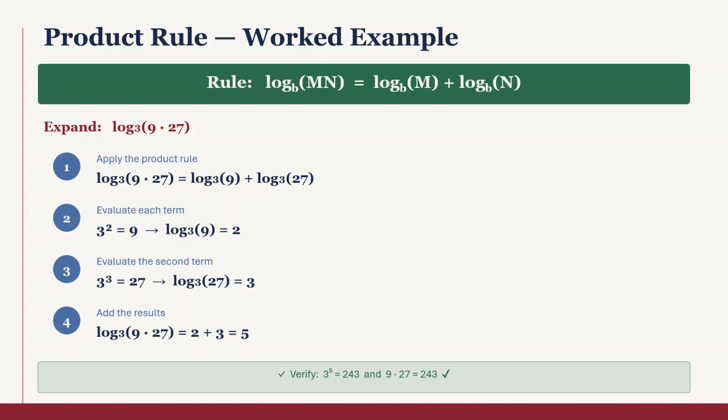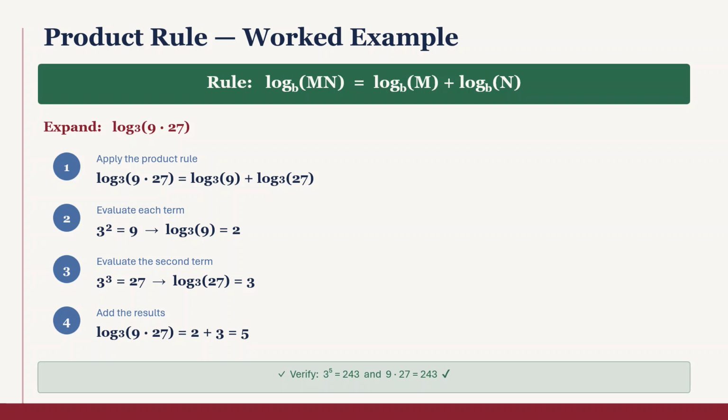Step 2. Evaluate each term. Log base 3 of 9. Since 3 squared is 9, this equals 2. Log base 3 of 27. Since 3 cubed is 27, this equals 3. Step 3. Add. 2 plus 3 equals 5.